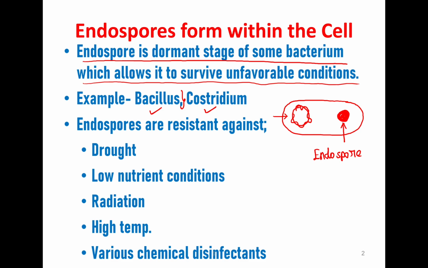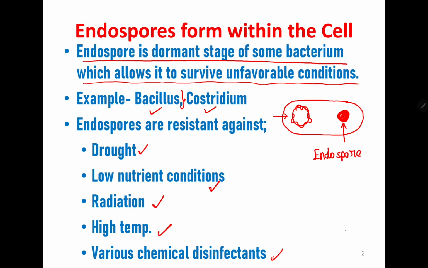Whenever endospore forms, it will protect bacteria from drought, water scarcity. Whenever bacteria will face water scarcity, then that bacteria will form endospore. Or if a low nutrient condition is there, then also this bacteria will form endospore. Or if bacteria is facing some kind of radiation that kills bacteria, like UV radiation, which damages the DNA, in that condition also endospore will form. And high temperature also will cause bacteria to form endospore. And the various kinds of disinfectant.